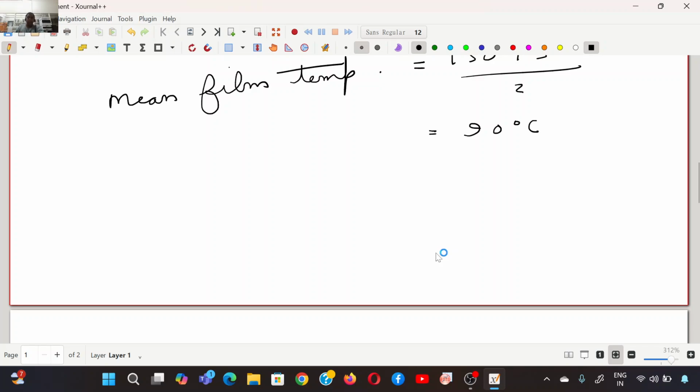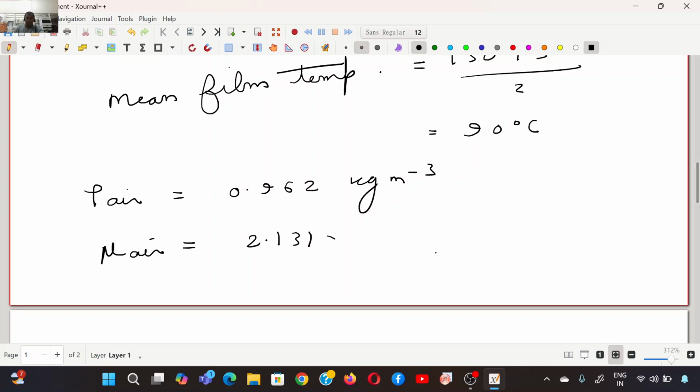Okay, and at 90 degrees Celsius, you can refer to the internet or some books relating to the properties of different fluids, any standard textbook. Let's find the density, viscosity, everything at that temperature. You can even Google all these data. Okay. So at 90 degrees Celsius and 1 atmospheric pressure, the density of air is 0.962 kg per meter cube. The viscosity of air is 2.131 into 10 to the power minus 5 kg per meter second.